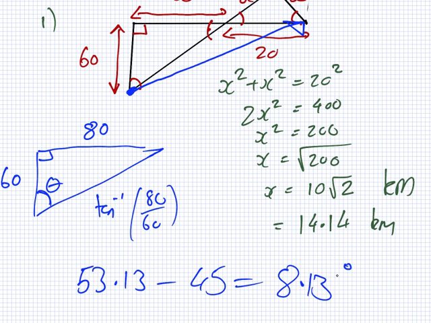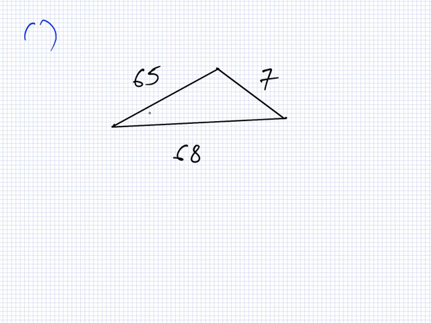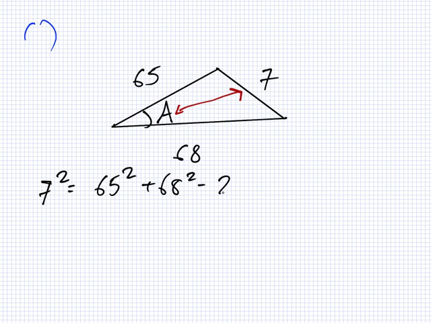Okay, the next part? Yes? The smallest angle, 7, 65, 68. We want this angle here, which I'll call A. This is the smallest angle. The smallest angle is opposite the smallest side. So we have 7 squared equals 65 squared plus 68 squared minus twice 65, 68 cos A. So we can easily get that from our calculator.